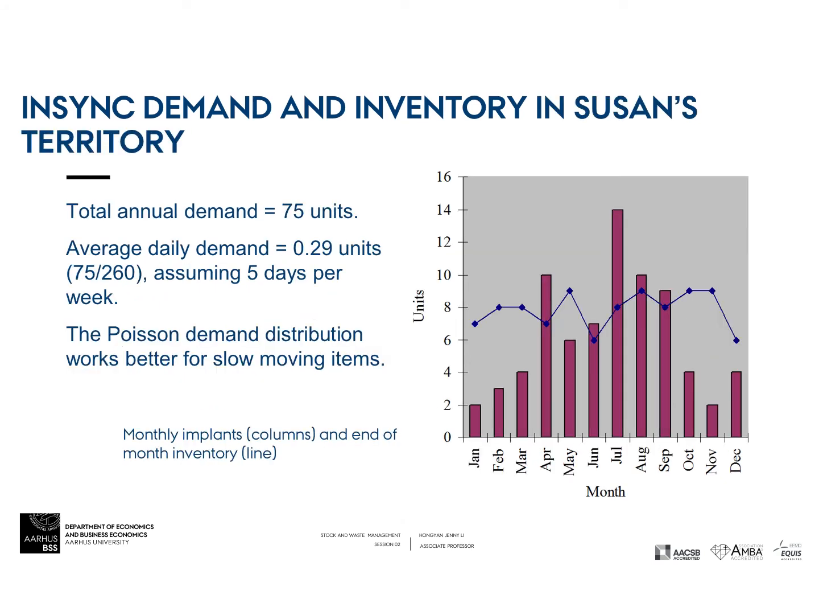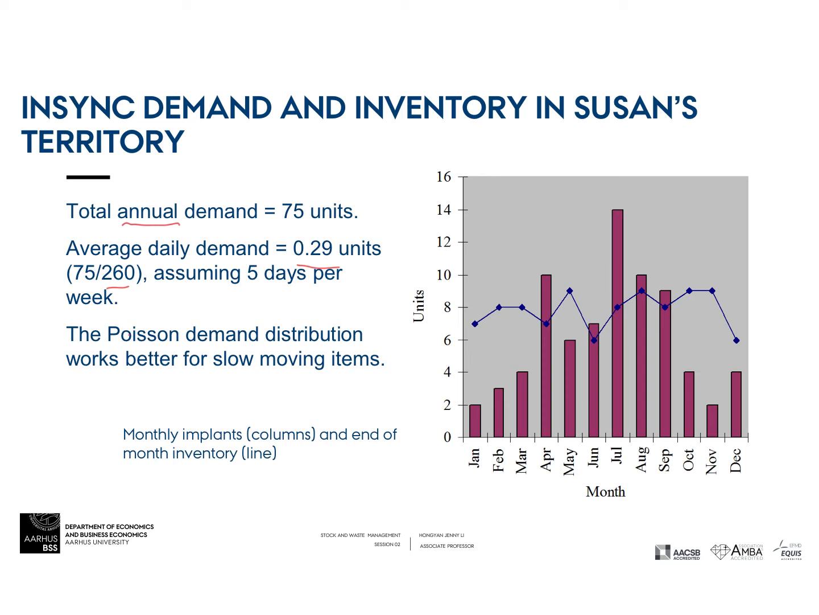This is the demand information and the inventory information from the previous year in Susan's territory. This is an example of an individual territory. The total demand for the entire year in Susan's territory is 75, so we have a total annual demand of 75 units. That equals an average daily demand of 0.29 units. Assume 5 days per week; in one year you have 260 days, and then you have a total of 75 units. That's how you work out the average daily demand.